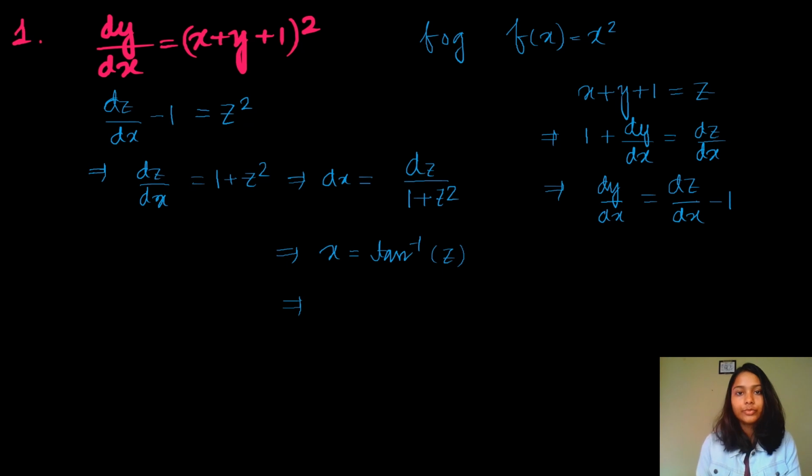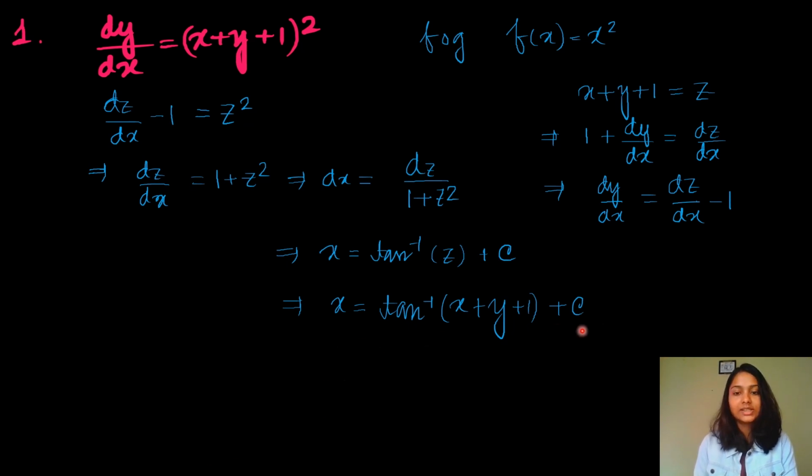and we have substituted z, so we need to again make it original. So tan inverse of x plus y plus 1, plus c. Here there should be a c also. So this expression is the solution of this differential equation, and this contains an arbitrary constant, as we have the first order differential equation. Now moving to the next problem.